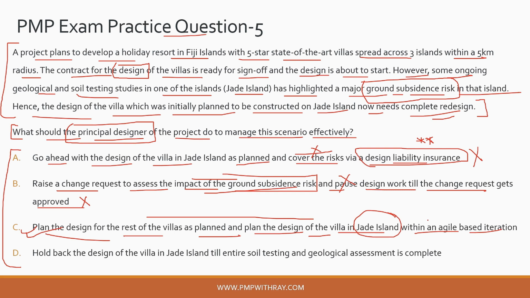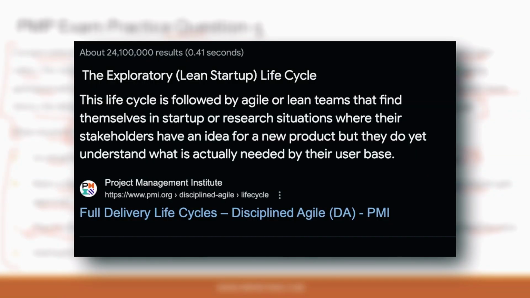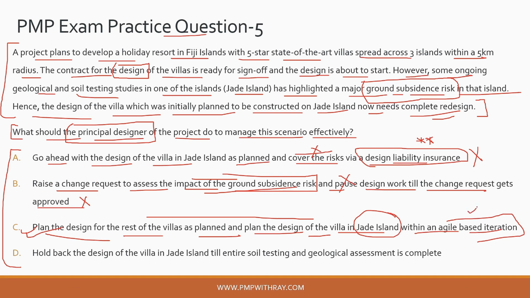So that way you are bifurcating the scope, dealing with the simpler and much more defined scope items now till more data is available to you to make a future proof design. And this is a classic example of an exploratory scope of work, which is agile based work in the end. So that way this option looks quite good to me.